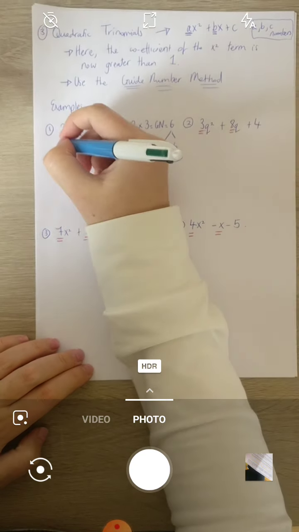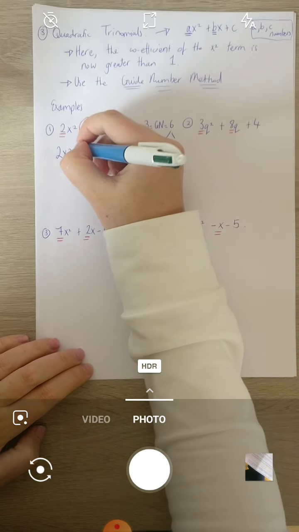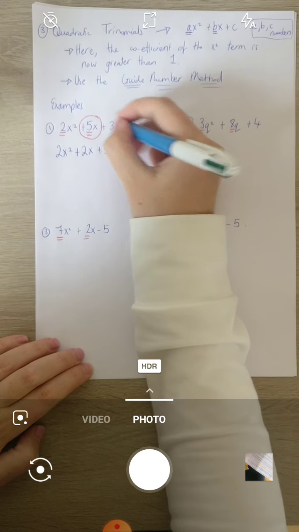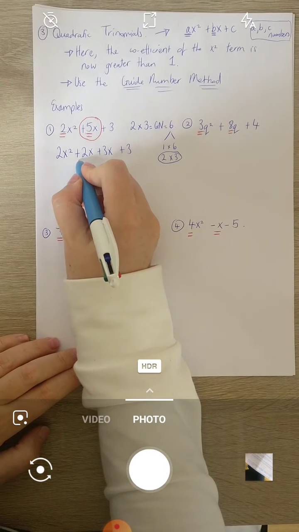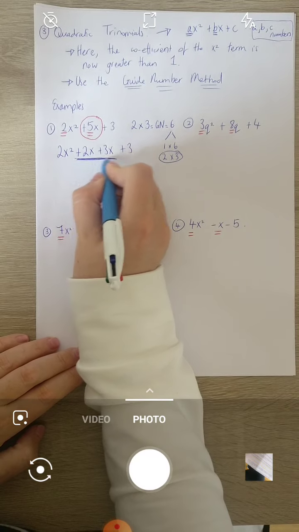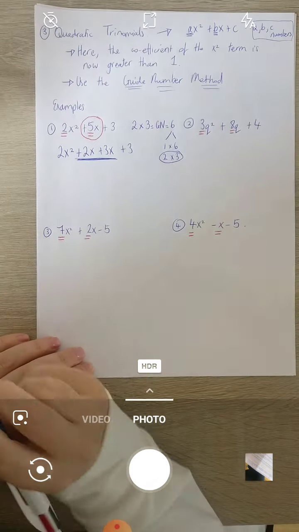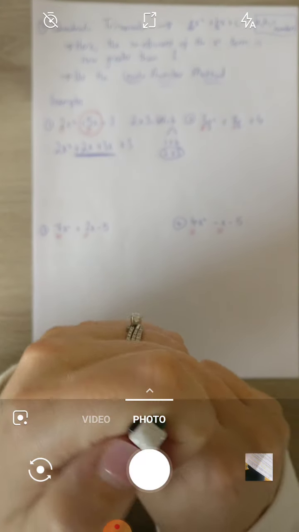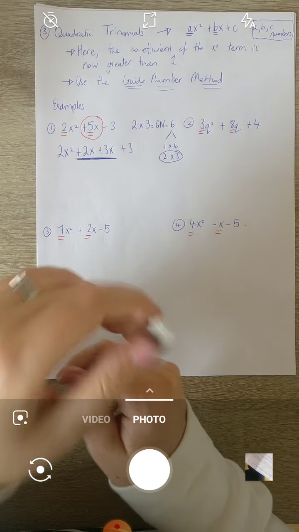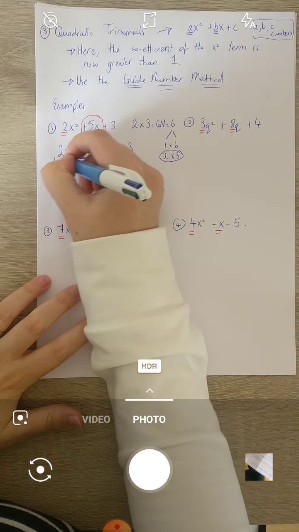So remember I said I'm rewriting this. So we've 2x squared. Instead of 5x, I'm going to write plus 2x plus 3x, and there's a plus 3 at the end here. So keep in mind, if you look at these two, I have not actually changed the question at all. I've rewritten the 5x as 2x plus 3x. And you should see now that you have 4 terms that we need to factorize. And remember in the first video of factorizing, when we have 4 terms, we use factorize by grouping.